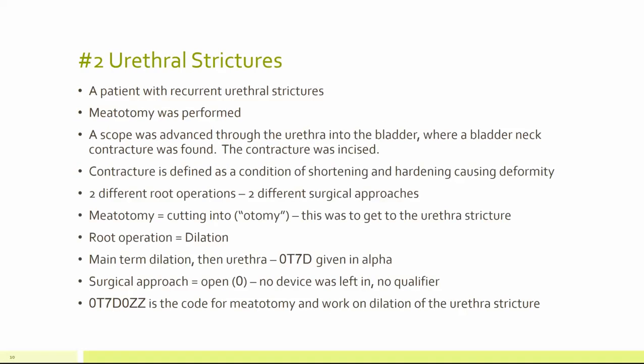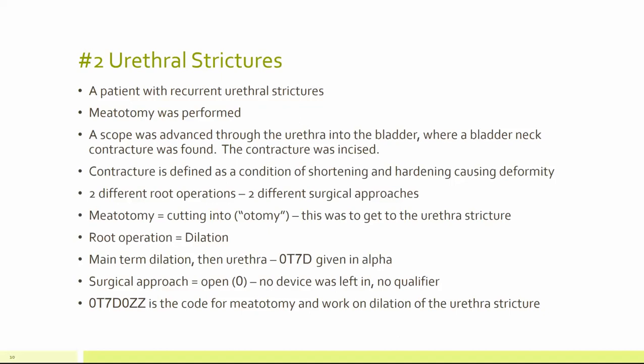The next one, the patient has recurrent urethral strictures, where a meatotomy, there's that word otomy again, or part of a word otomy. A meatotomy was performed due to stricture. Then a scope was advanced through the urethra into the bladder, where a bladder neck contracture was found. The contracture was incised. So this patient had 2 pieces of anatomy of the urinary system worked on. They had the urethra and their bladder neck.